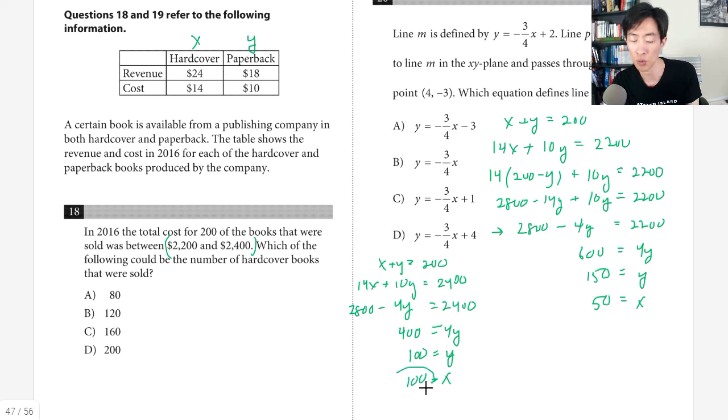And now we know the range for the number of hardcover books that were sold. It's got to be between 50 and 100, and therefore that's why our answer is going to be A. So it really could have been any number, 50, 51, 52, but since they're giving us these choices, only one of them could work.